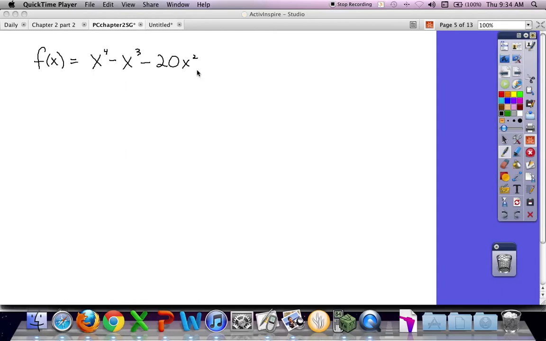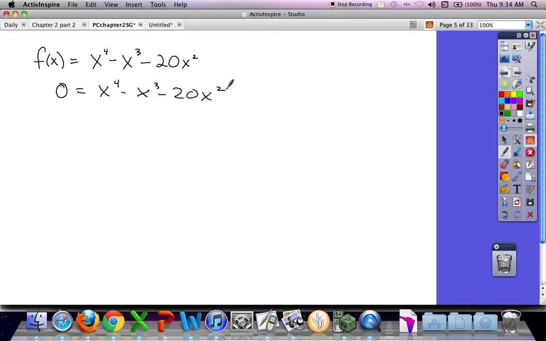And in this case, this is a fourth degree polynomial, and each term has x squared in common. So if I'm solving this, 0 equals x to the fourth minus x to the third minus 20x squared. The first thing I would do is factor x squared from both terms.